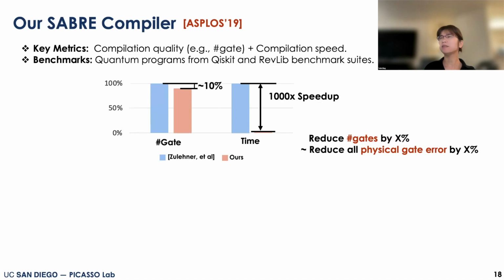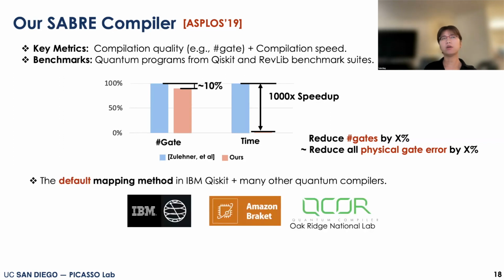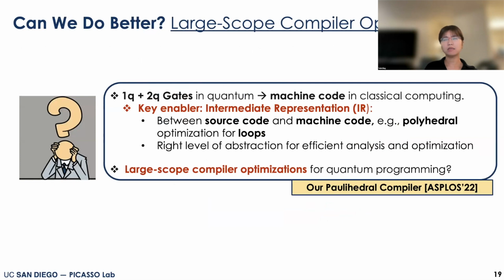That's why I say software people can achieve similar things as the physics people who are really working on the hardware, and trying to understand what can be achieved from the software side really tells us what is needed from the hardware part. And our work also serves as a default mapping method in IBM Qiskit and many other quantum compilers as listed here. But that is not enough.